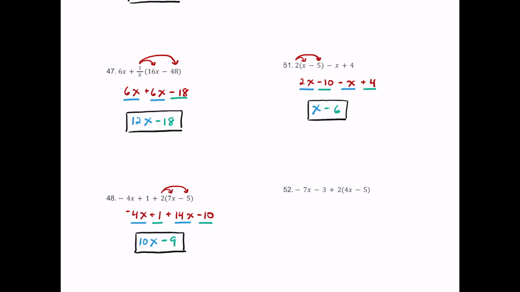For 52, let's go ahead and distribute this 2 over here and then a 2 to this one as well. We'll have negative 7x minus 3 plus 8x minus 10. Then combining the negative 7x and positive 8x, that's going to be positive 1x. I'm going to drop the 1 though because we don't need to write it by the identity property. And then negative 3 take away 10 could be minus 13. Cool. Just like that, we have x minus 13.